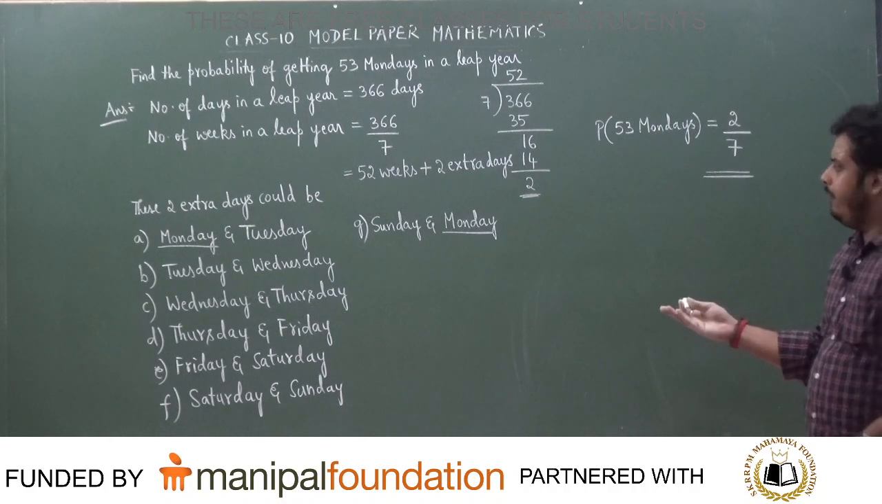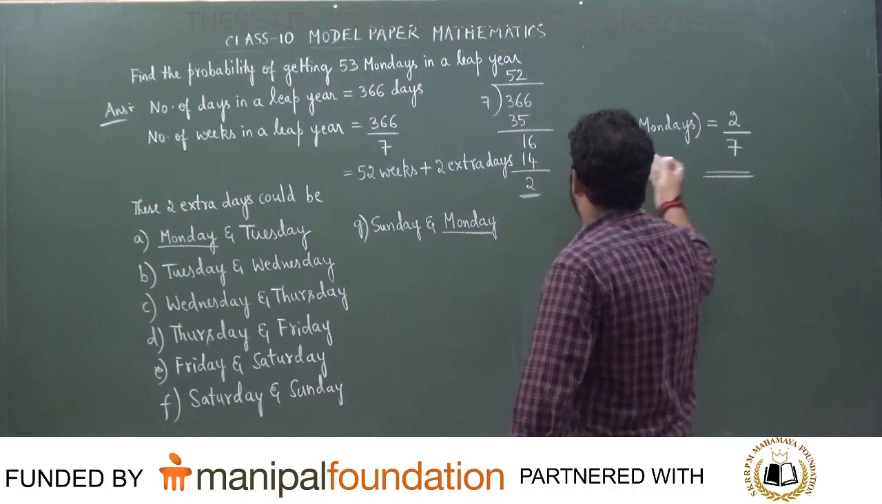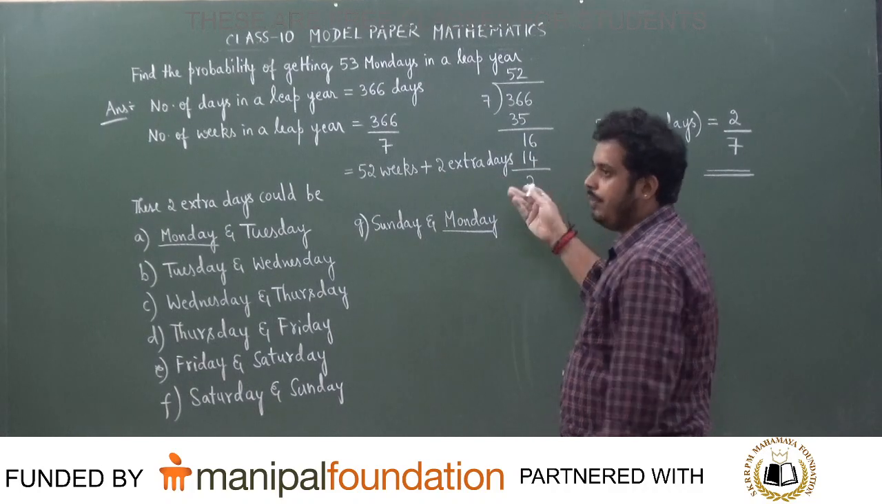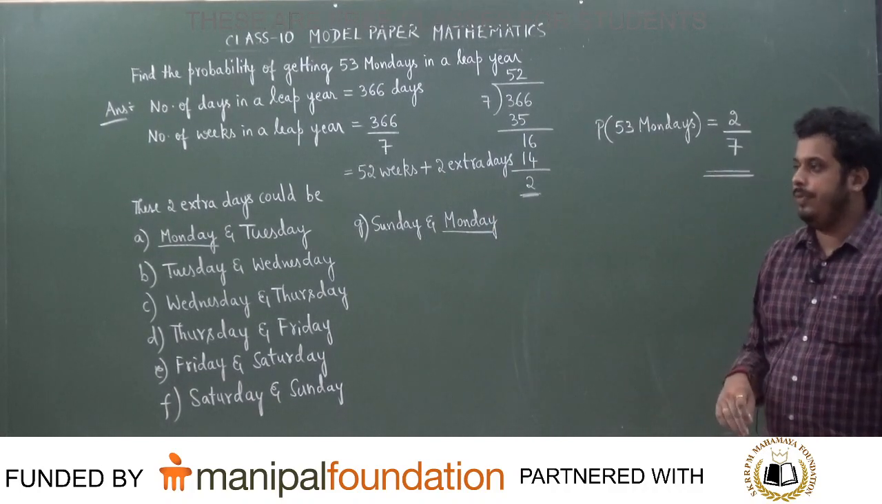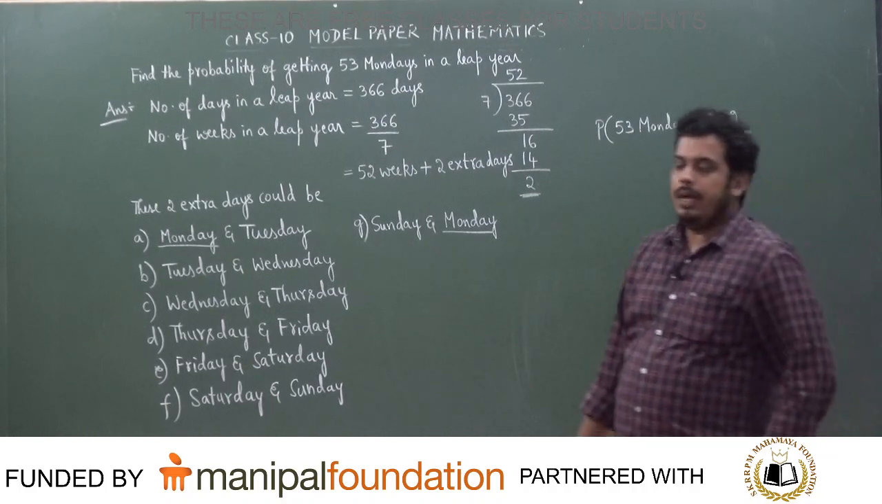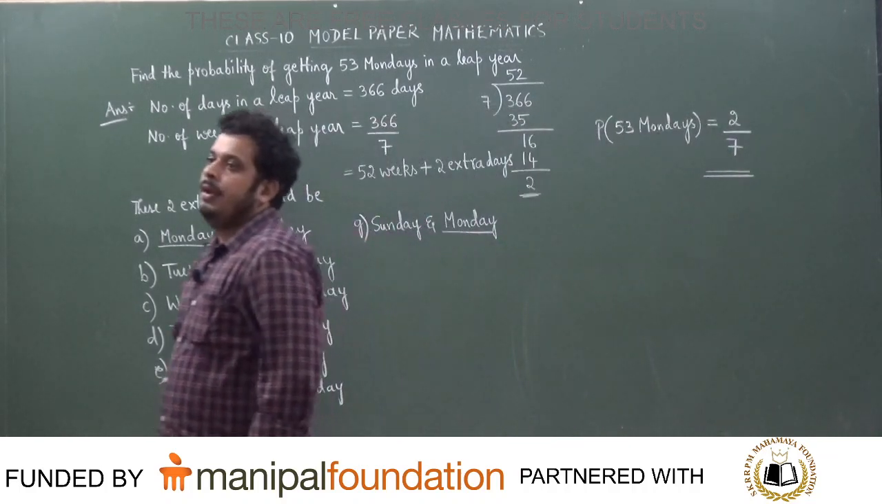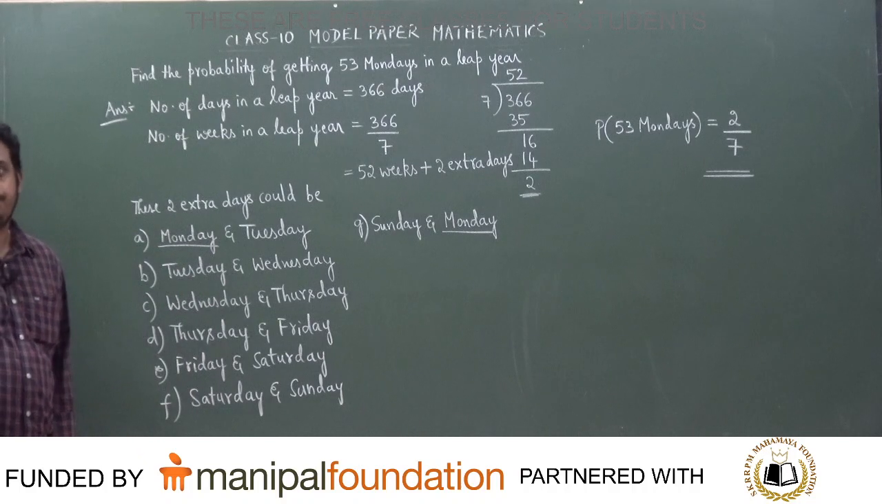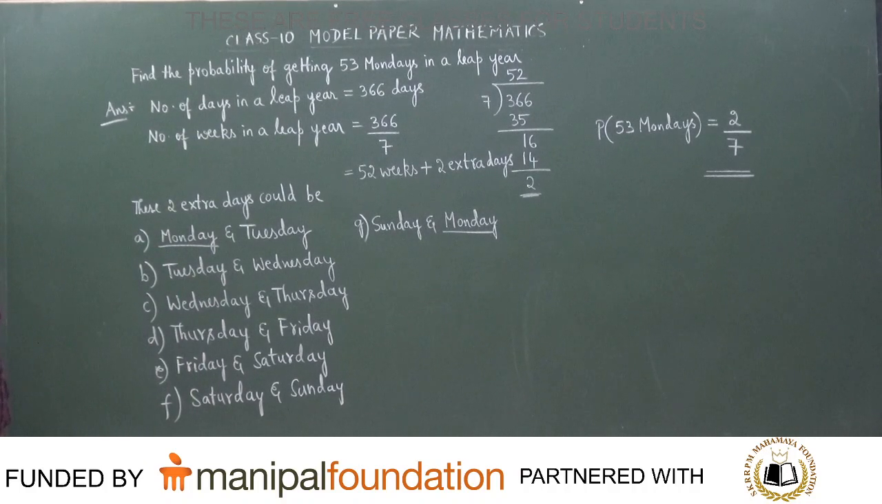Not just Monday. If the question was asked for Tuesday also, the answer is 2 by 7. Wednesday also 2 by 7. Any weekday, the answer will be 2 by 7. Is it okay? Everybody should know this.